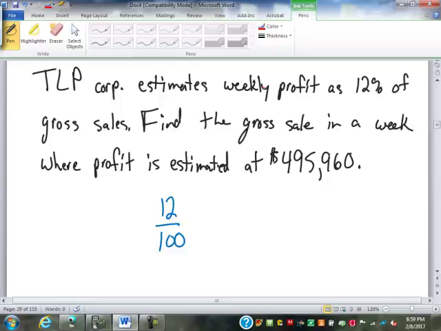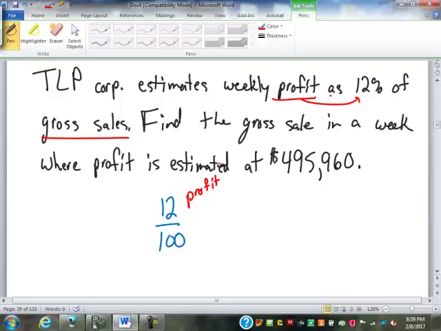In this problem, we have profit and we have gross sales. Which one of those represents the 12? Profit is estimated as 12%. So that 12 is the profit. Could you base that off of the "is"? There isn't an "is" on this one, though. Weekly profit as 12%. Okay, but down at the bottom, where the weekly profit is estimated at?